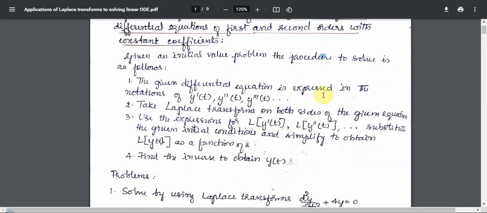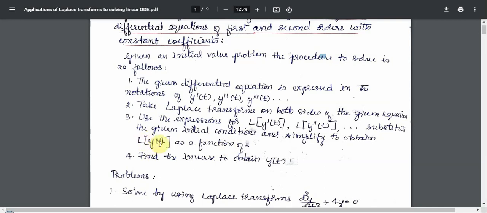Therefore, once an initial value problem is given to us, what should you do? The given differential equation is expressed in the notation of y dash, y double dash and y triple dash. When there is a d squared y by dt squared, I should first put it in the form of y dash of t, y double dash of t and y triple dash of t. Then on both sides, I should take the Laplace transforms. We have already studied the Laplace transforms of the first order and the second order derivatives. Therefore, substitute these formulas and simplify using the initial conditions.